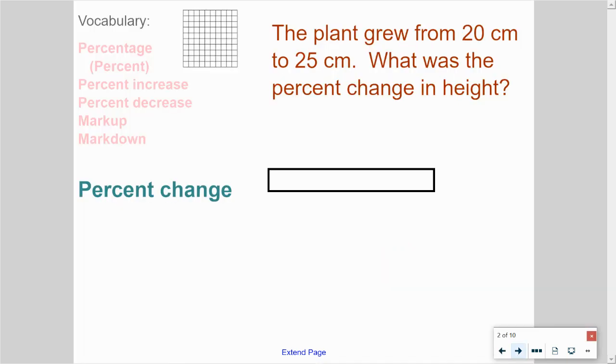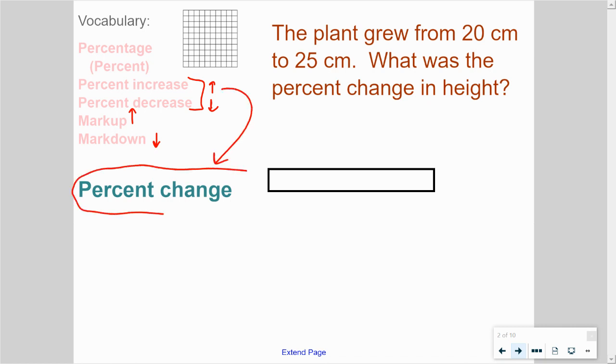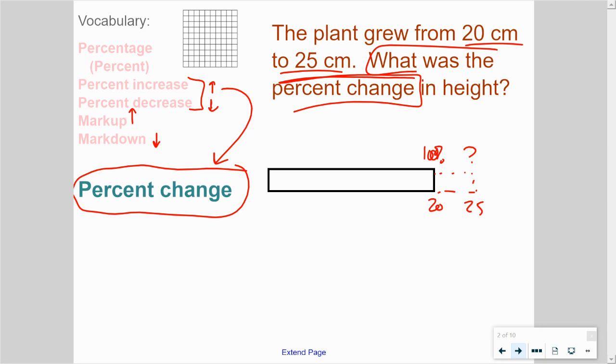Now remember, we've already talked percent increase and decrease, examples of those, marking things up or marking things down at a store. We're basically just taking today and saying, hey, what's the percent of change? If a plant grows from 20 to 25, that's going to increase from 20 to 25. 20 was the 100%. And our goal is find that percent of change in height.